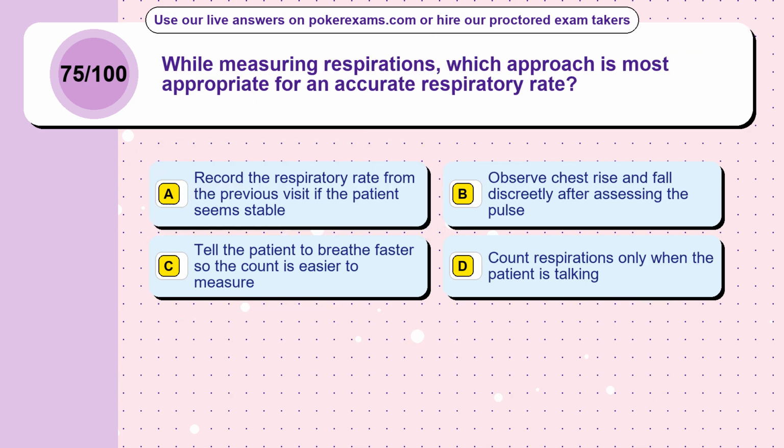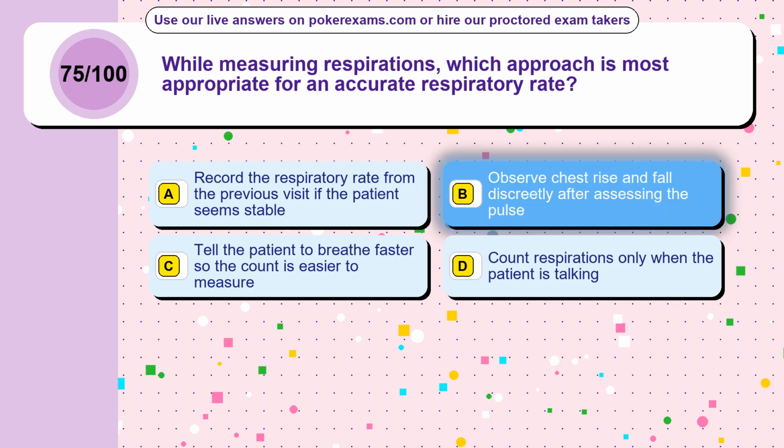Question 75. While measuring respirations, which approach is most appropriate for an accurate respiratory rate? Option A. Record the respiratory rate from the previous visit if the patient seems stable. Option B. Observe chest rise and fall discreetly after assessing the pulse. Option C. Tell the patient to breathe faster so the count is easier to measure. Option D. Count respirations only when the patient is talking.